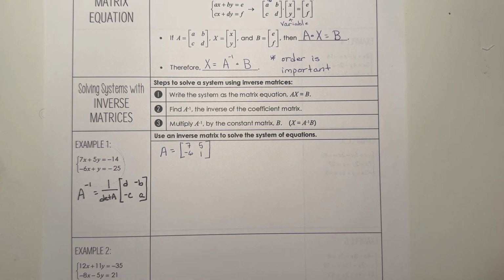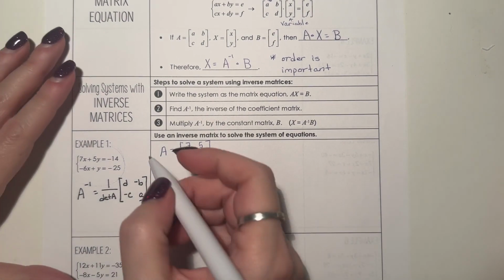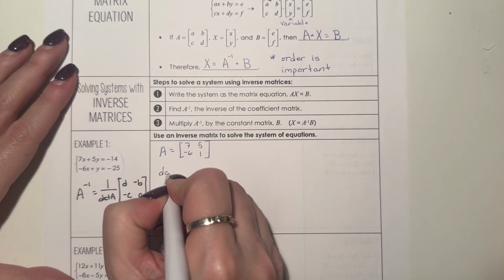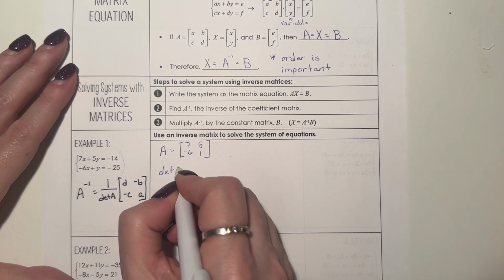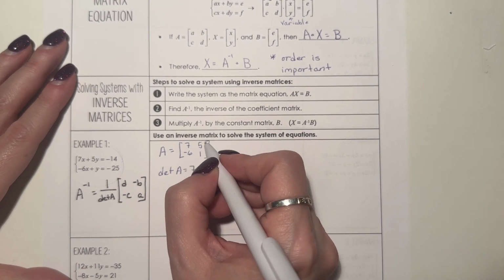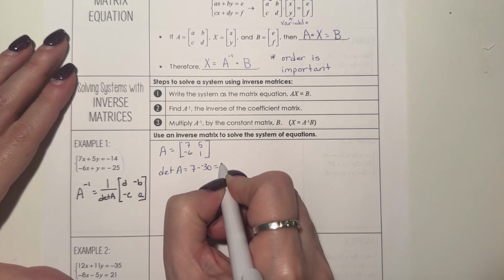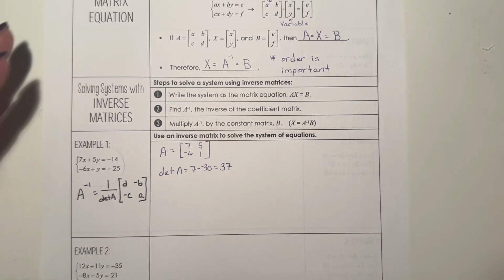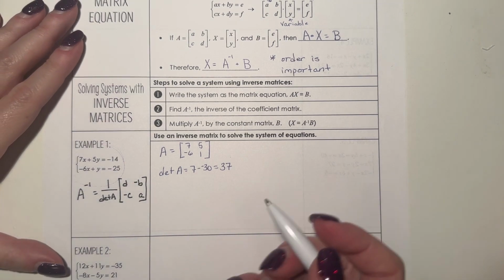Okay, so back to our problem. So first thing I need to do is I need to find the determinant. So using your brain or your calculator or a combination, let's find our determinant. Multiply down your main diagonal. That gives you 7. Multiply up your other diagonal. That's -30, so minus -30. So that gives us 37. Okay. Not the worst one, not the best one.